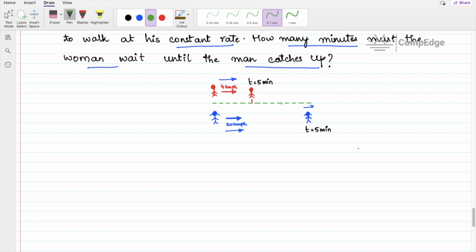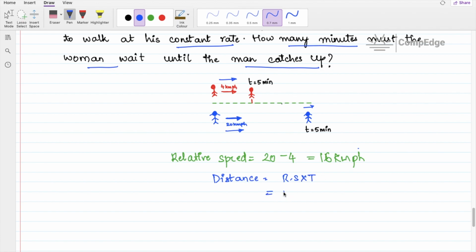Now we know that since both the man and woman are walking in the same direction, the relative speed would be the difference of the speeds, that is relative speed is nothing but 20 km per hour minus 4 km per hour, that is 16 km per hour. Now what would be the relative distance that the woman walked compared to the man in the time of 5 minutes? So the relative distance will be nothing but the relative speed into time. So this will be 16 into 5 minutes.